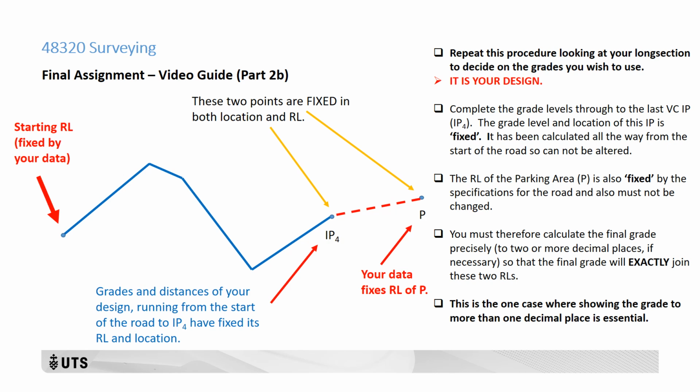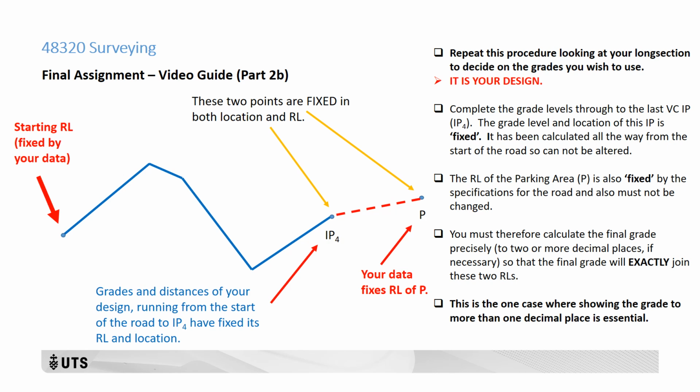Now its RL and position has been fixed because you started at your RL over at 0, 0, which is fixed for you by your data. Your grades and your distances have now run through over the length of the road. And so the RL at IP4 is absolutely fixed, cannot be changed. The RL of the parking area is also fixed by the specifications, so it can't be changed.